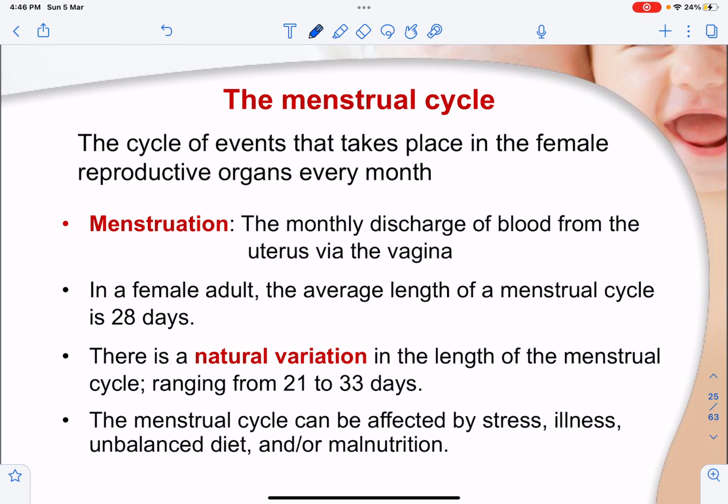In a female adult, the average length of a menstrual cycle is 28 days, and there is a natural variation in the length of the menstrual cycle ranging from 21 to 33 days. This menstrual cycle can also be affected by a few things like stress, illness, an unbalanced diet, or even malnutrition.